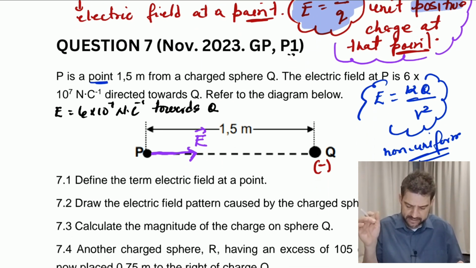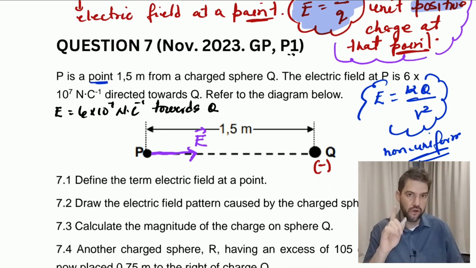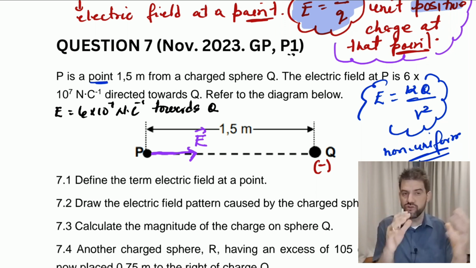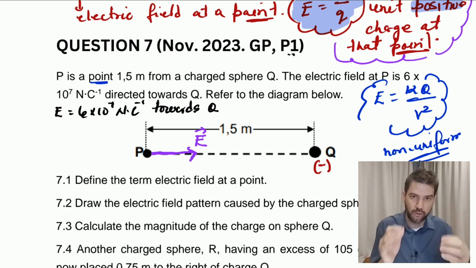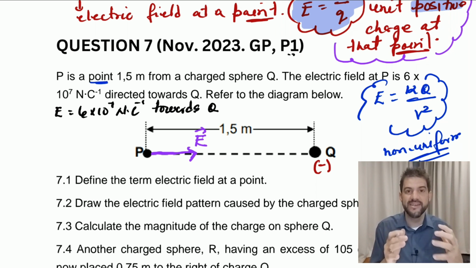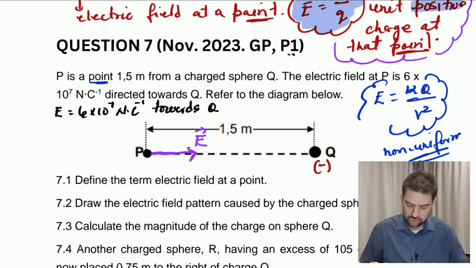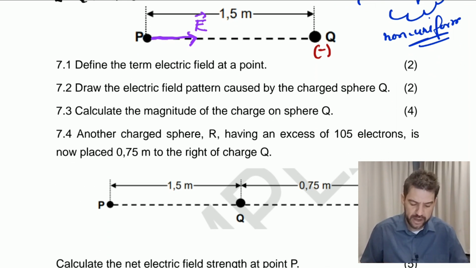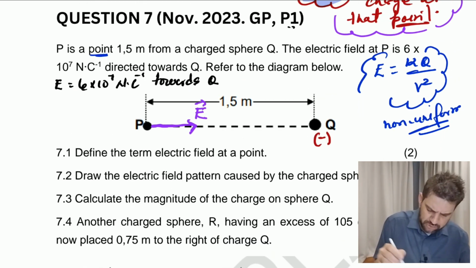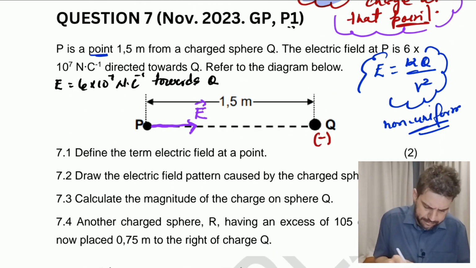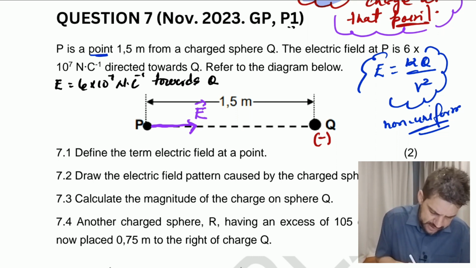Draw the electric field pattern caused by the charge sphere Q. Note, it is not the electric field for two charges, it's for only one charge. Once more, and I cannot stress enough, P is not a charge, it's a point. So let's draw the electric field pattern for Q. And I think there's enough space to do it here. It's quite simple, and I'm going to do it on this side here.